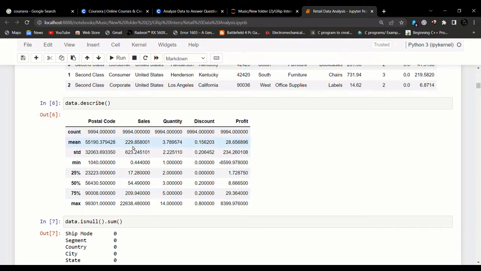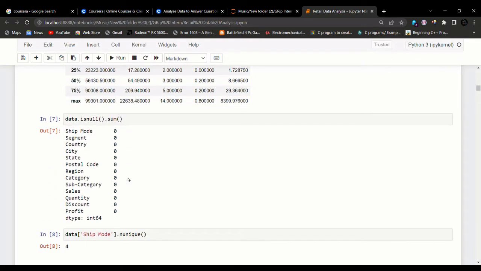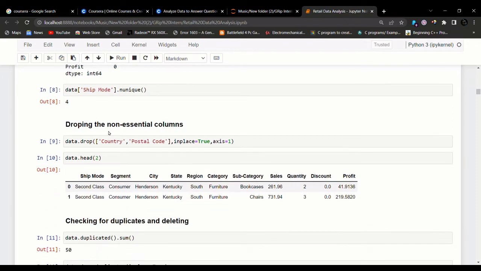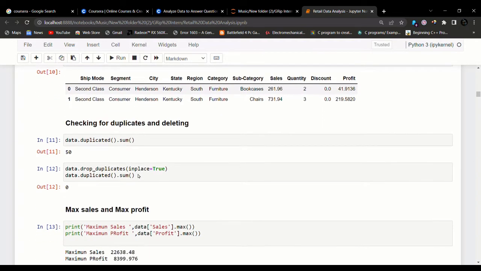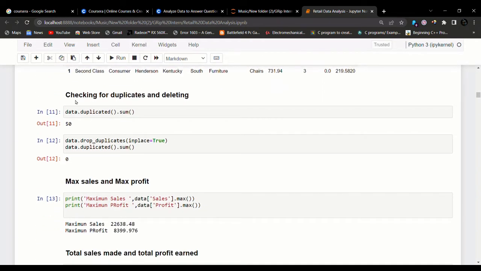Describe gives the data on various factors like count, mean, standard deviation, maximum, minimum values, etc. And also I have checked for null values. As you can see, there are zero null values. And I have also dropped the non-essential columns, that is country and postal code, which are not necessary for the data analysis. And I have checked for duplicates and deleted the duplicates. You can see the functions duplicated.sum and drop_duplicates.